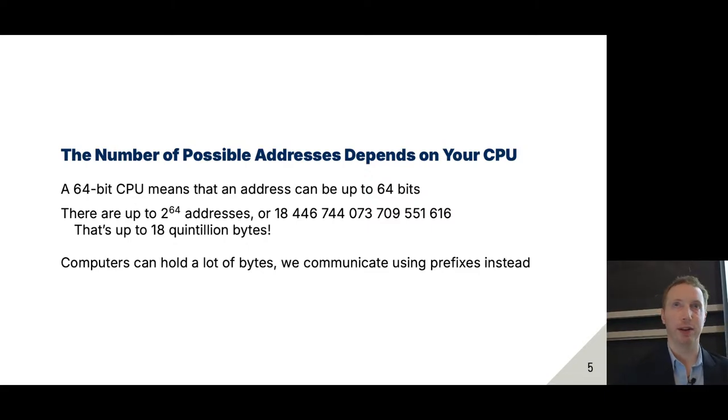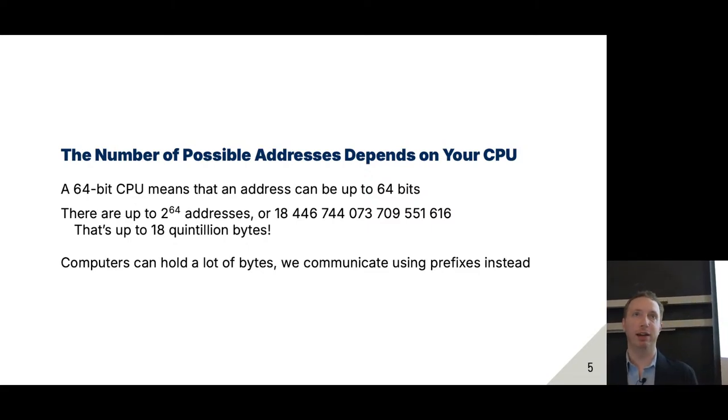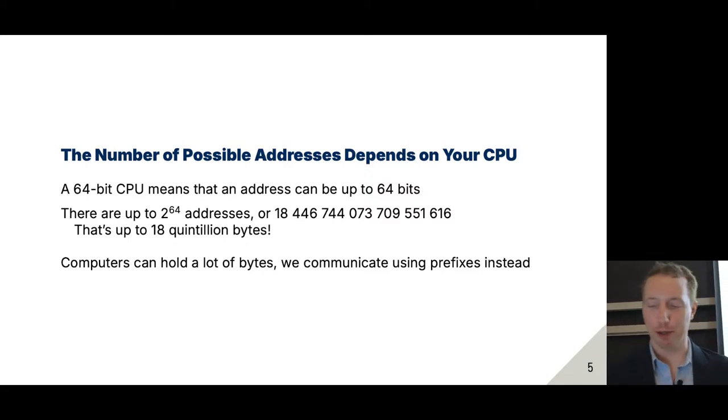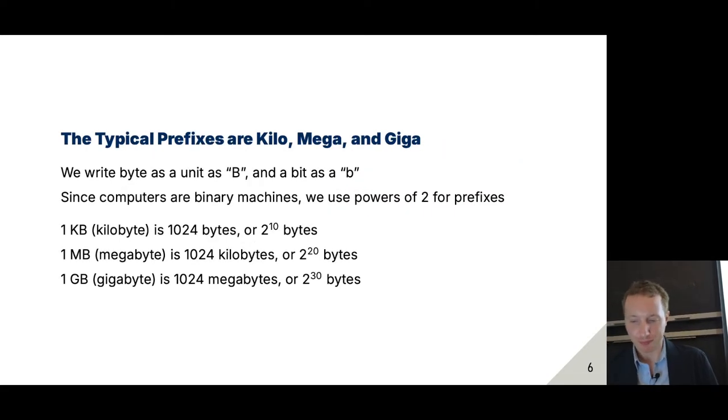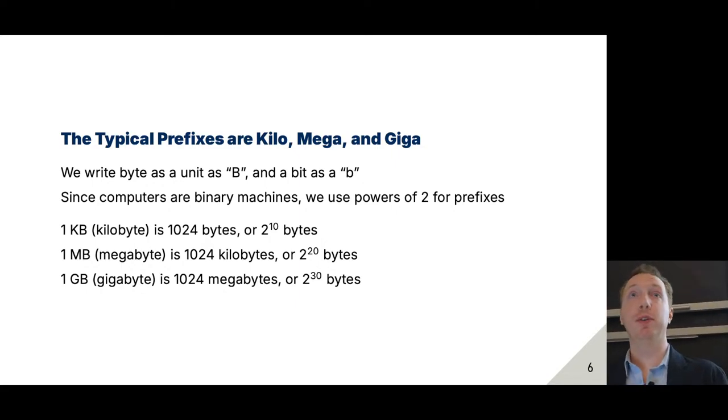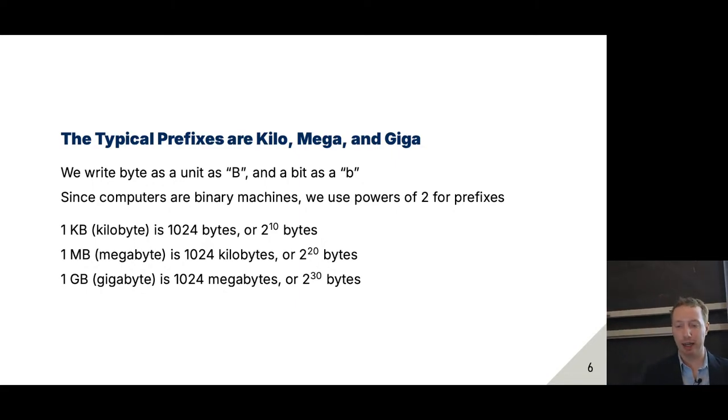You might be used to this with normal units. So you have meters, and if you have 1,000 meters, you have a kilometer. In the United States, you have some garbage. All right. So the typical prefixes for computers are kilo, mega, and giga.